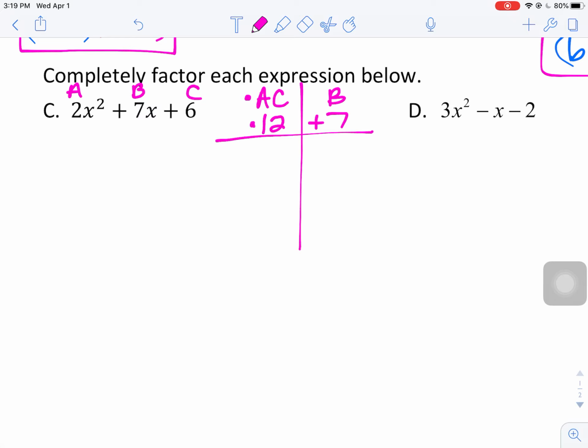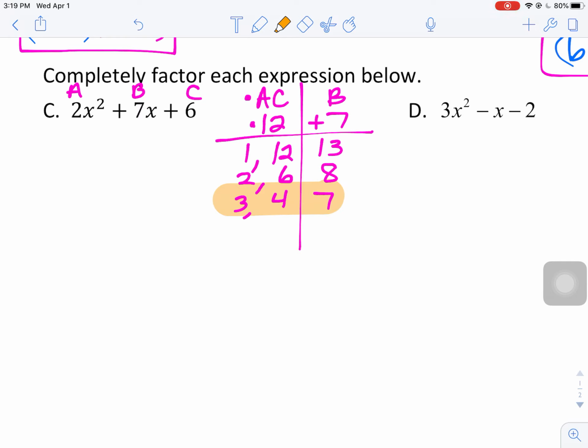So very similar to when we were trying to find the numbers for basic trinomial factoring, very similar. So if I want to multiply to 12, let me try 1 and 12 first. That does not add up to 7. Let me try 2 and 6. That does not add up to 7. Let me try 3 and 4. Ooh, that does add up to 7.